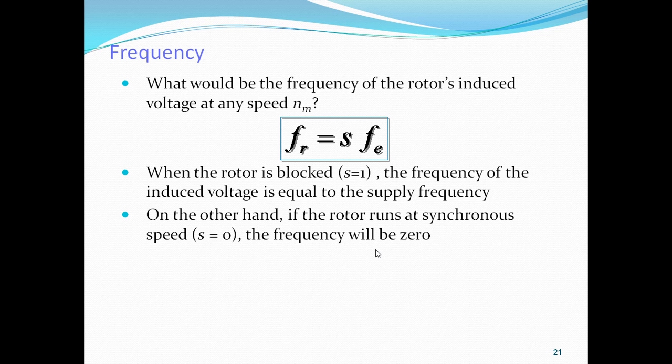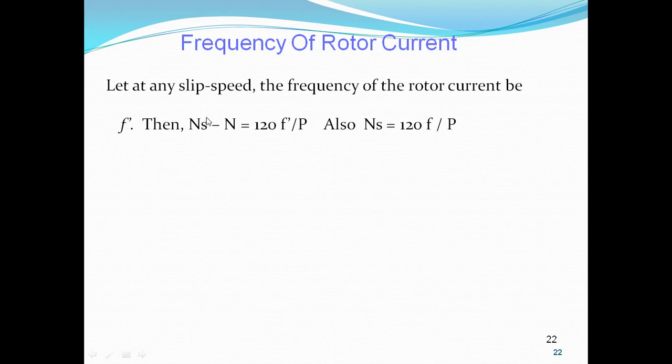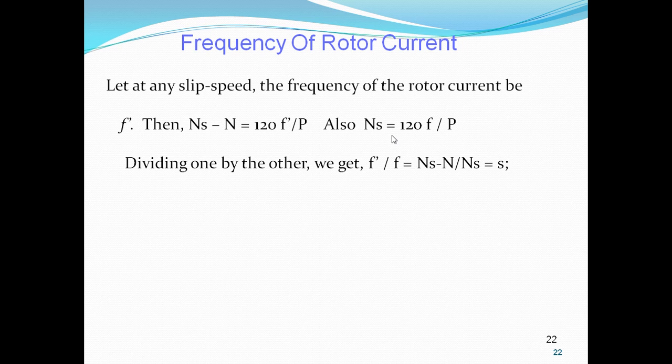So the rotor never runs at synchronous speed. At any slip speed, the frequency of the rotor current is F'. Then ns minus n is equal to 120F'/P. What is ns? That is 120F/P. Dividing one by the other, F'/F is equal to (ns minus n)/ns, that is s.